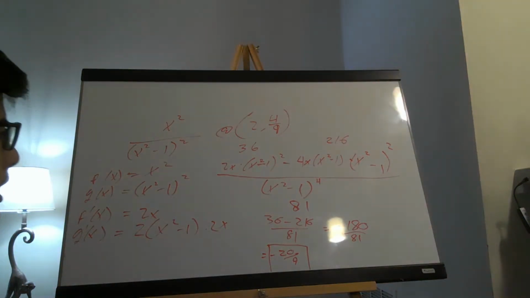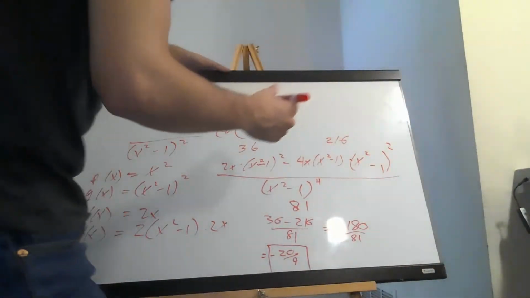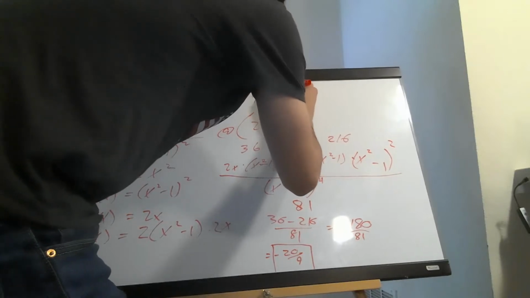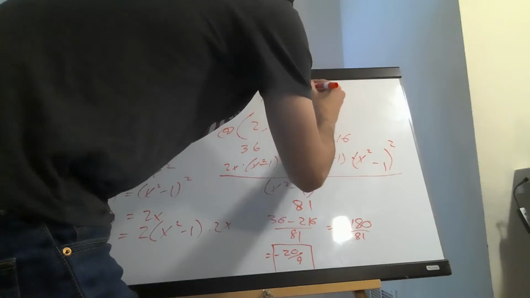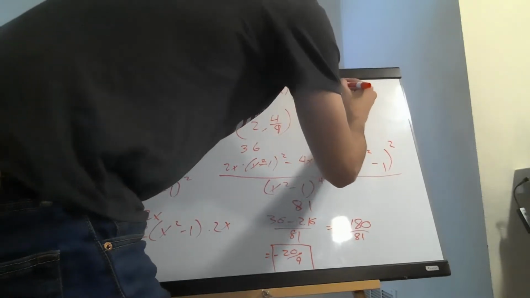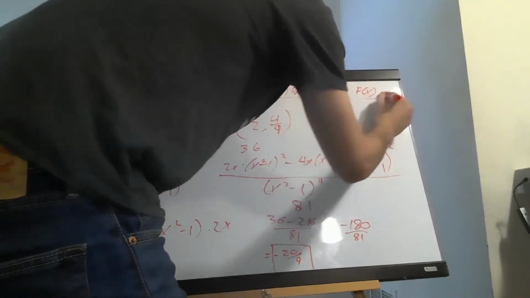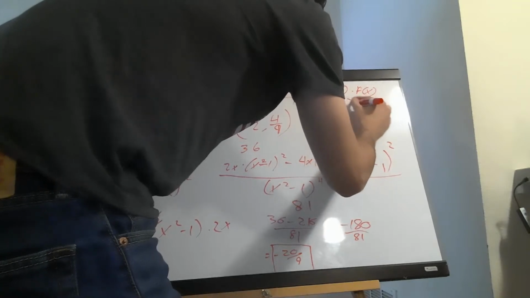Please write the formula again. Absolutely. I was going to write it afterwards. I just wanted to see if anyone had it memorized quite yet. So f prime of x times g of x minus g prime of x times f of x over g of x squared.